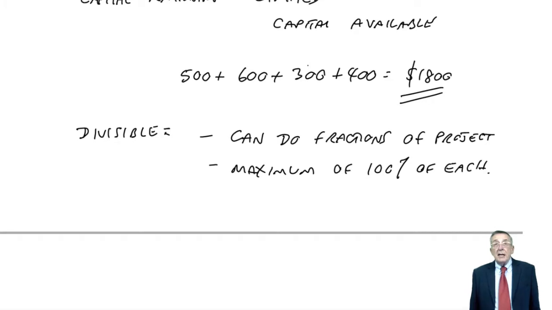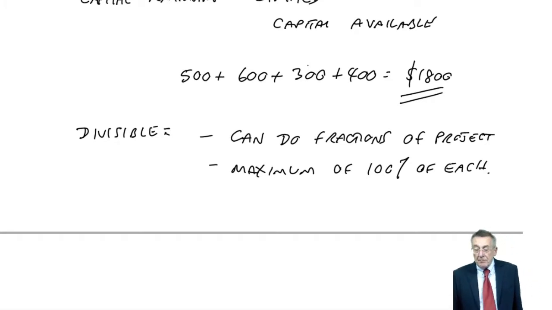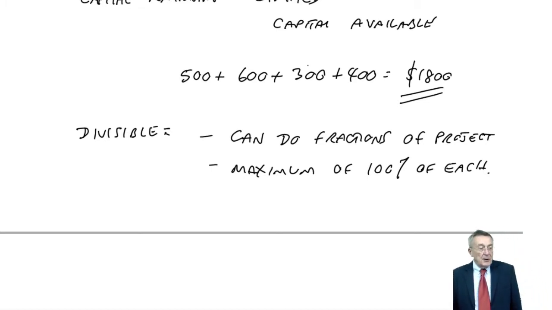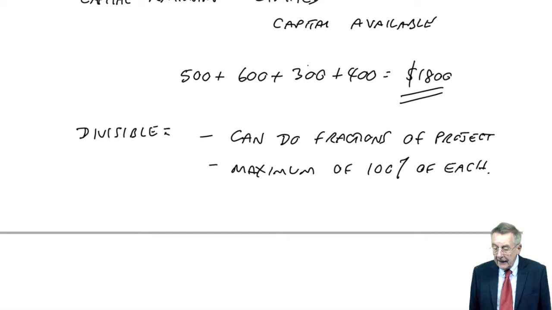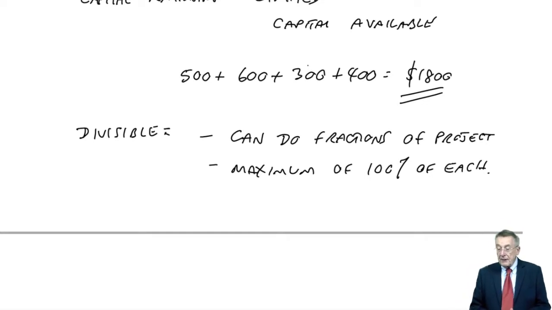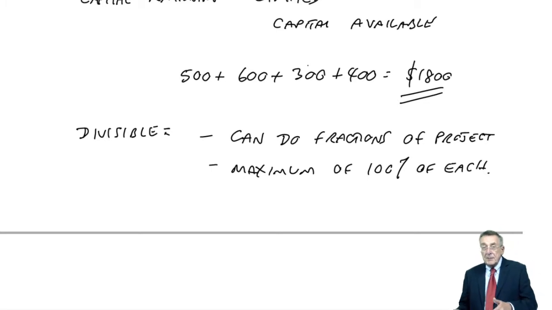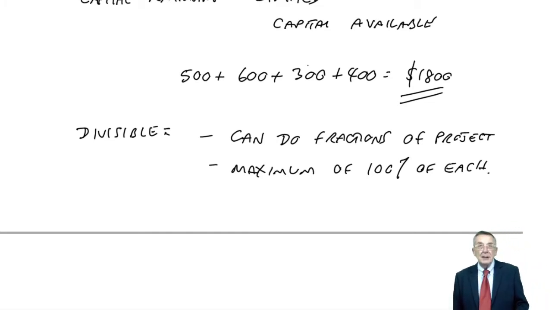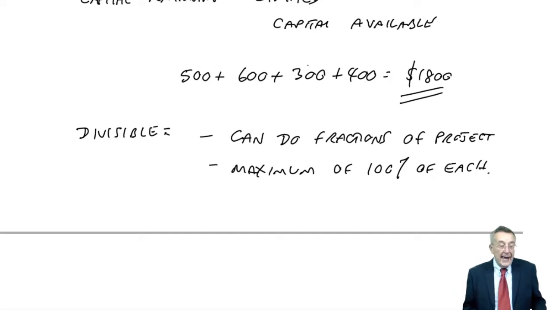I think in most cases that's perhaps unrealistic in real life. You know, you either do a machine or you don't do it. I'm not sure about doing half a machine. But divisible means you can do fractions, 10%, 20%, 80%. Although, as I've said, the most you can do is 100% of each project. So you can't do 2 A's. At most, it's 1 A.